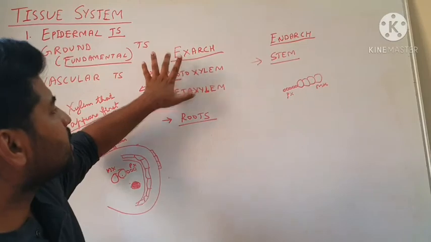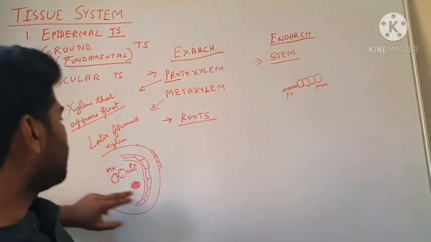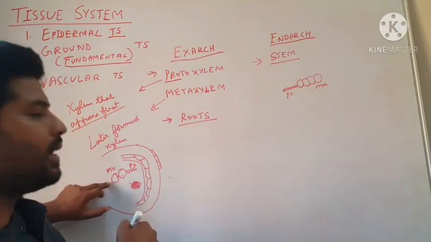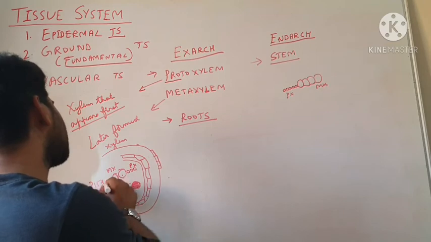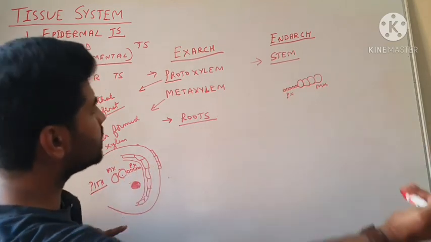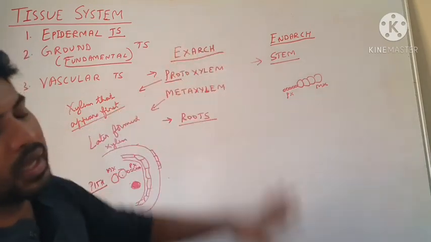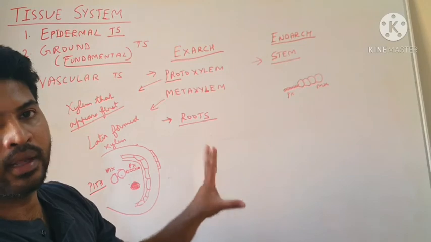In the exarch condition seen in dicot and monocot roots, we have the metaxylem present towards the inside, that is towards the pith region, let us say, whereas the protoxylem which is formed first is present towards the periphery, called the exarch condition. We don't find this, exarch or endarch, in the leaf.